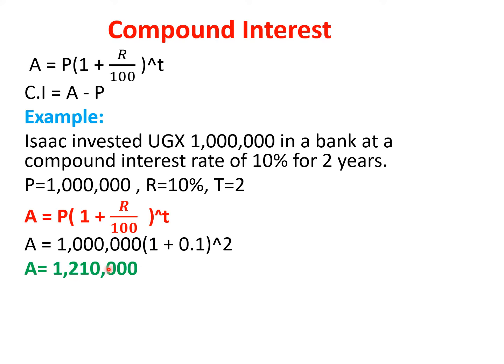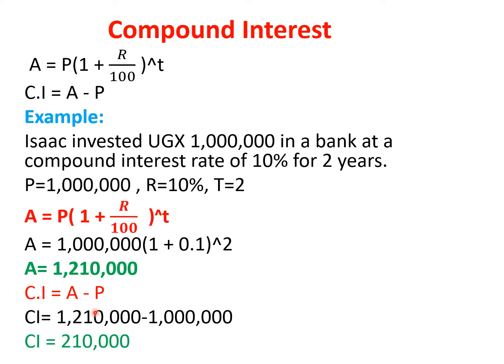I'll come back here and ask myself, if after 2 years I'm going to find 1,210,000 shillings, when I've deposited 1 million, how much more money will I find on my account? First of all, I deposited 1 million, and then I'm seeing 1,210,000. It means that the extra money on top of this 1 million will become the interest.